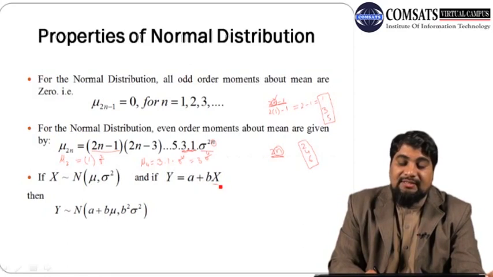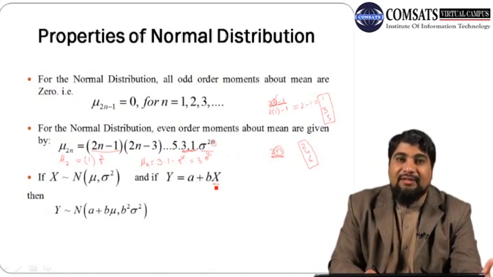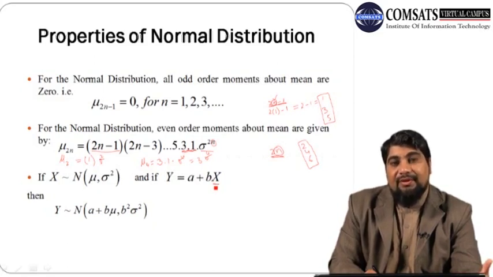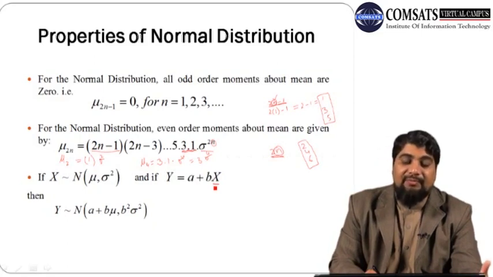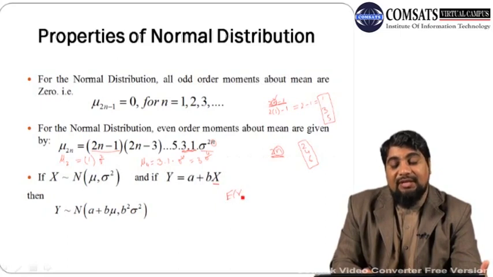Since this x is normally distributed, or is a normal random variable, y is a linear combination of x, so y is also a random variable and y will also follow the normal distribution. But the question is, what is the mean and variance of this random variable y? In order to calculate the mean of y, we know that the mean of y is the expected value of y. So the expected value of y is the expected value of the right hand side.